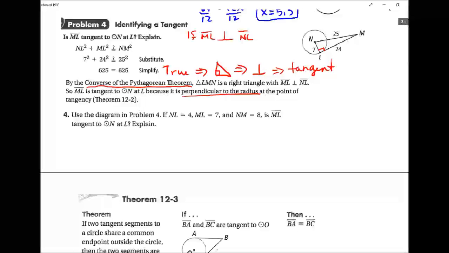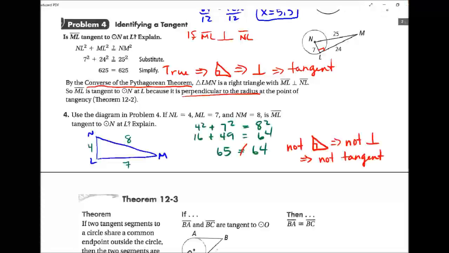All right, pause the video and do the next example. Okay, it says use the diagram from the previous problem and just change the numbers. So I put them in here, drew my diagram, did my Pythagorean theorem, and I got 65 is not equal to 64. Therefore, it is not a right triangle. They are not perpendicular, so it is not tangent. Basically, no.